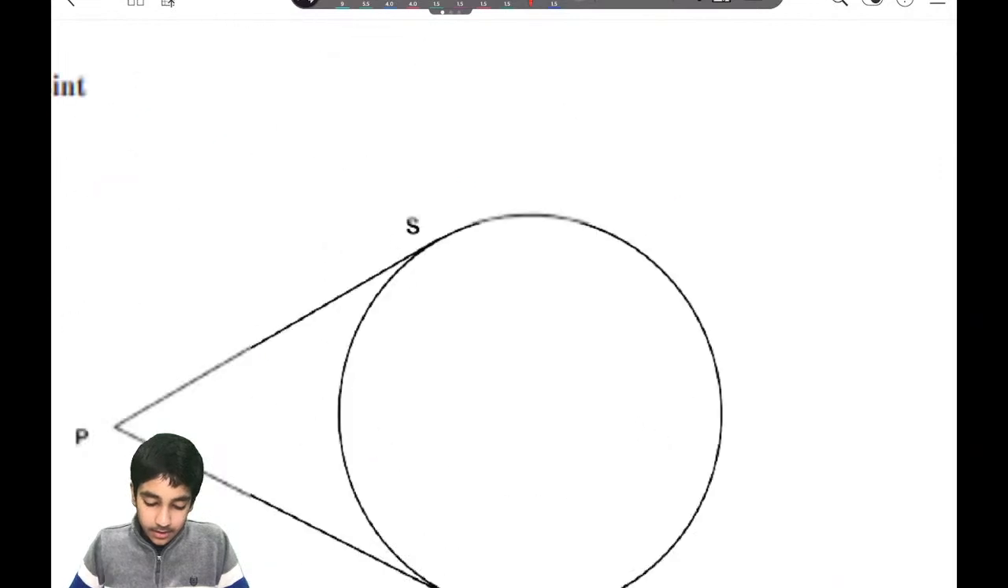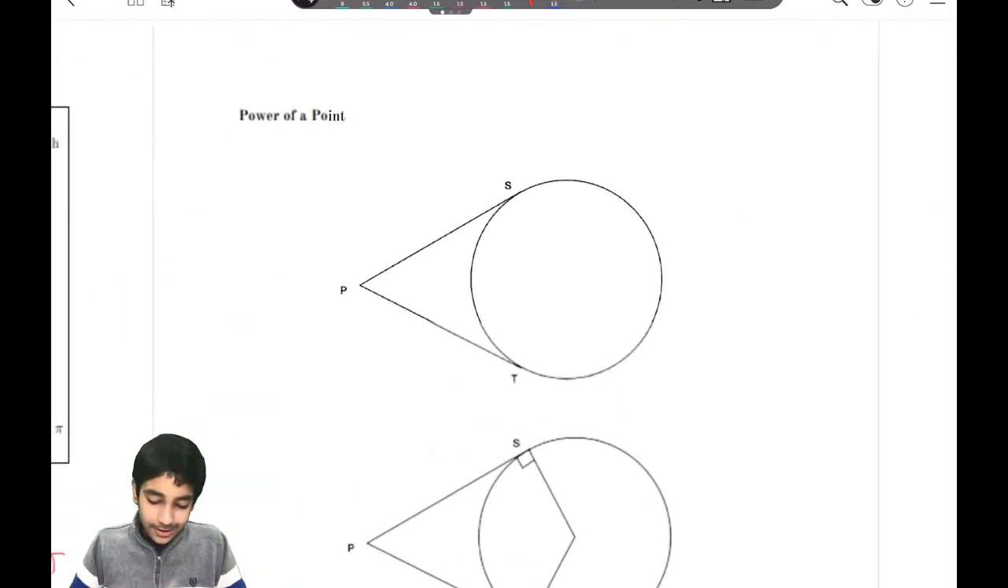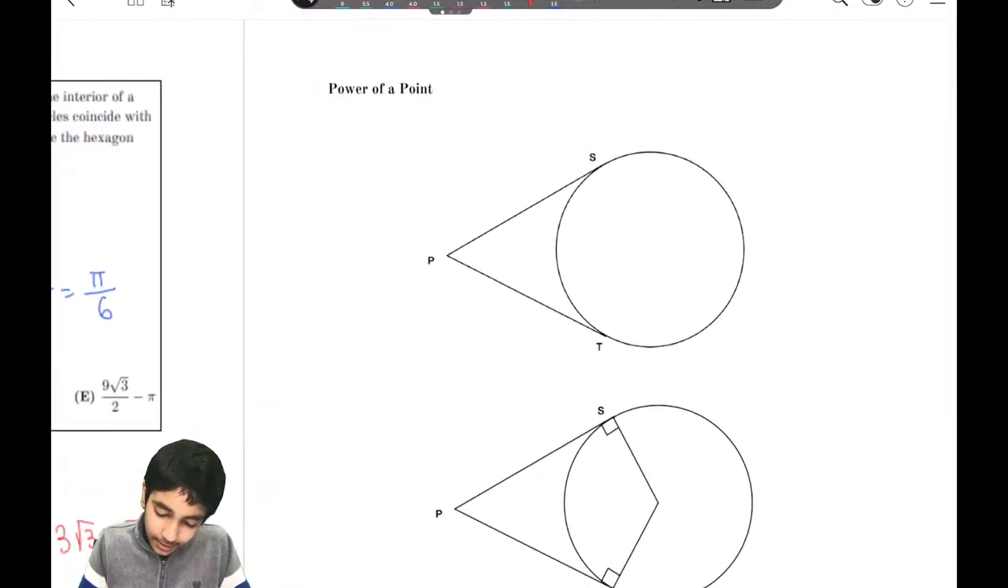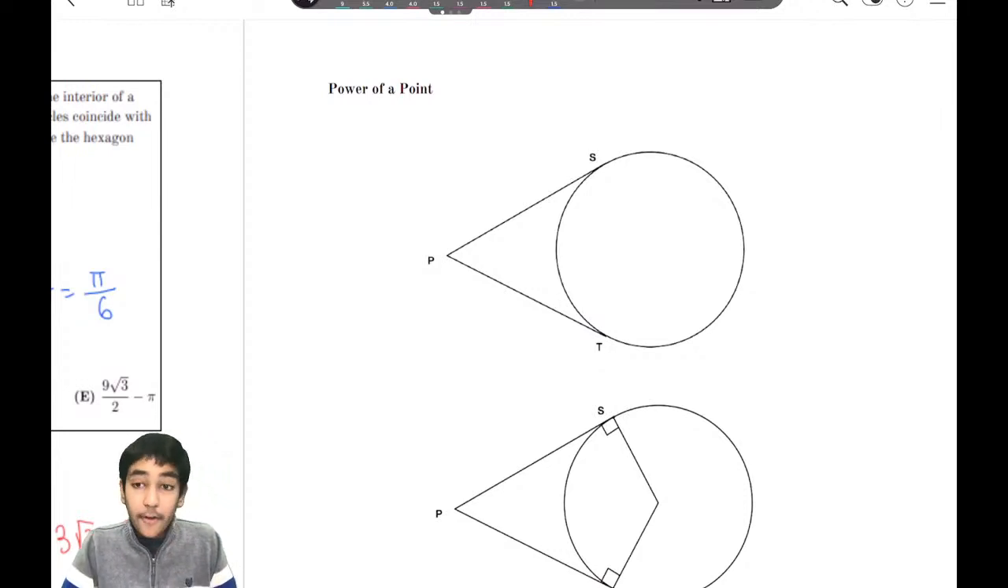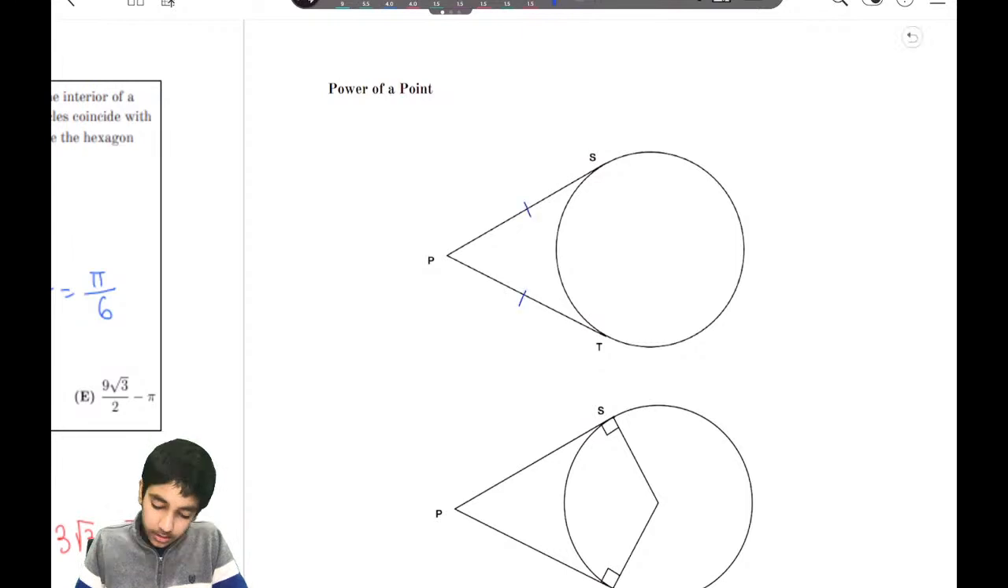Okay. Oh, we're already at Power of a Point. So basically, Power of a Point states that if you have a circle and then you have two tangents, this topic actually has multiple parts to it. So the first part is that in a circle, the two tangents are going to be equal. So these two tangents are going to be equal.